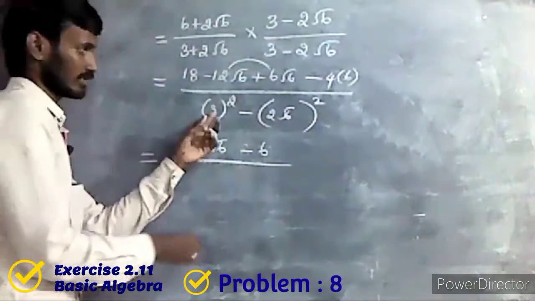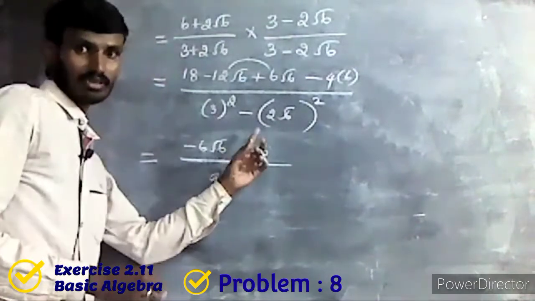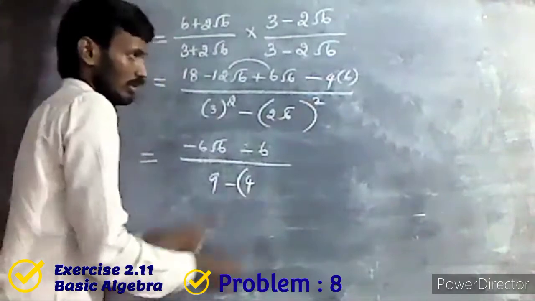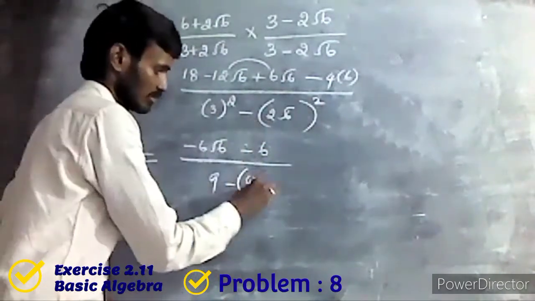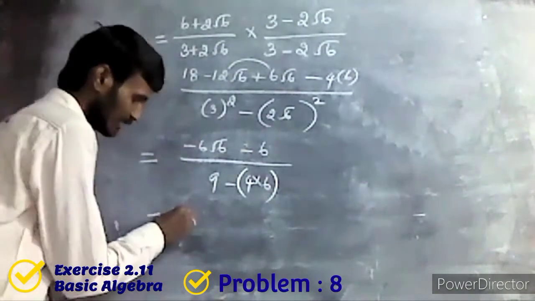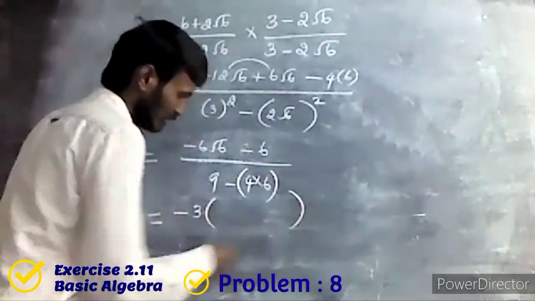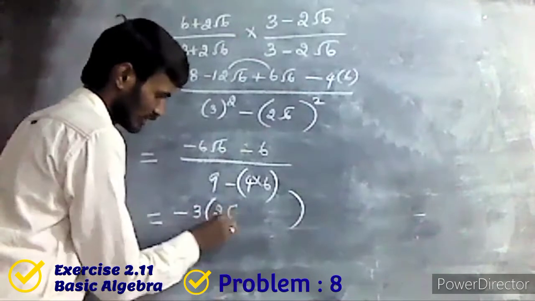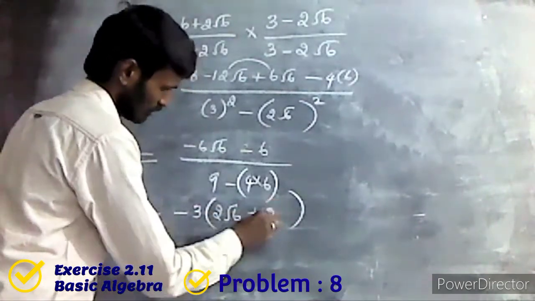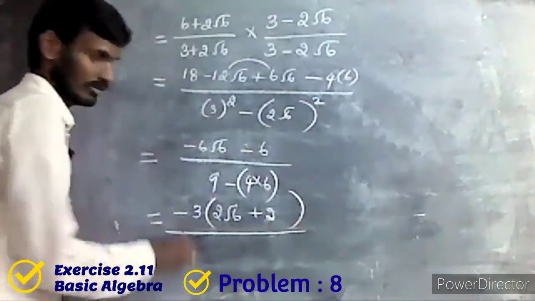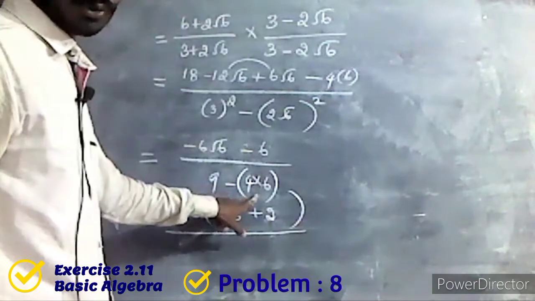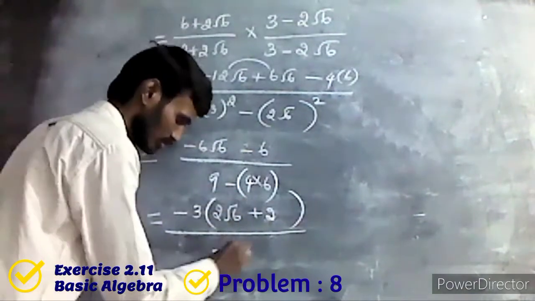Divided by, it is 3 square, 9. Then it is 2 root 6 the whole square. 2 square is 4, root 6 square is 6. So, this is the answer. Consider minus 3 is common. Therefore, remaining it is 2 root 6 plus 2, divided by 9 minus 24. The answer is minus 15.